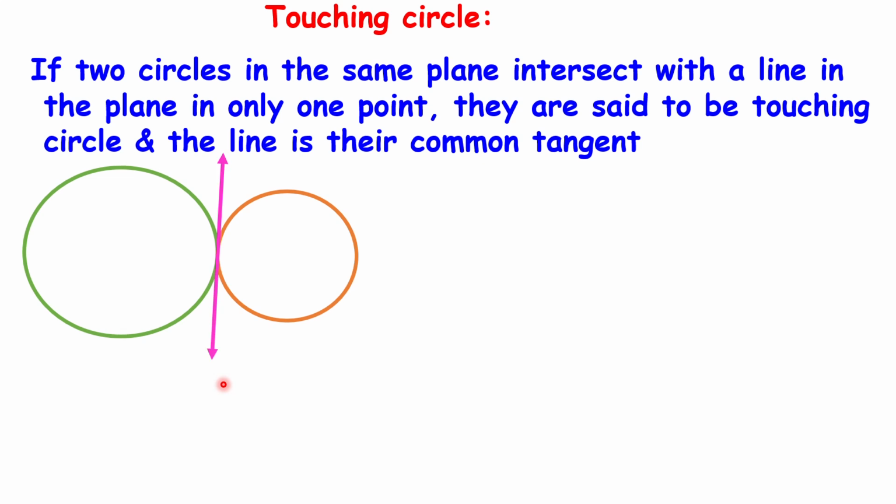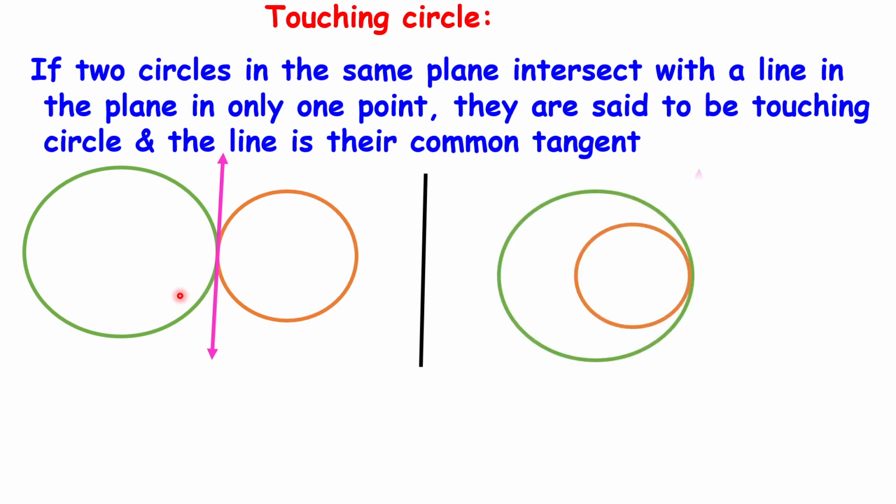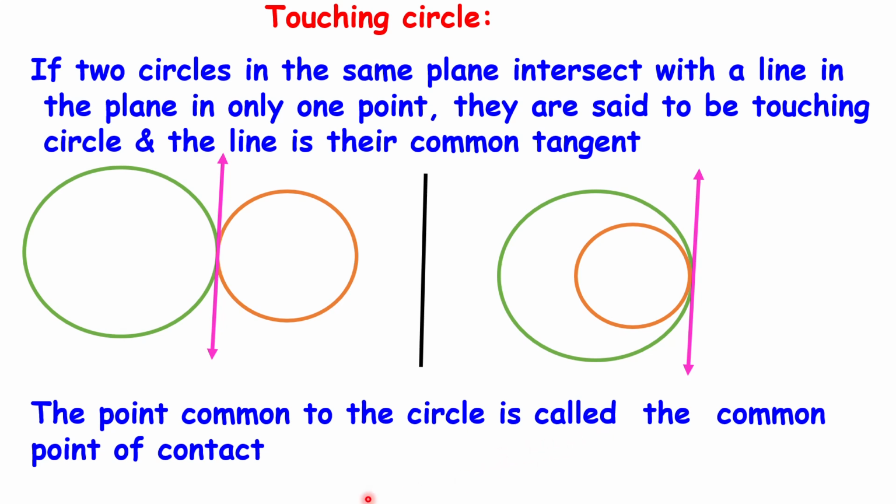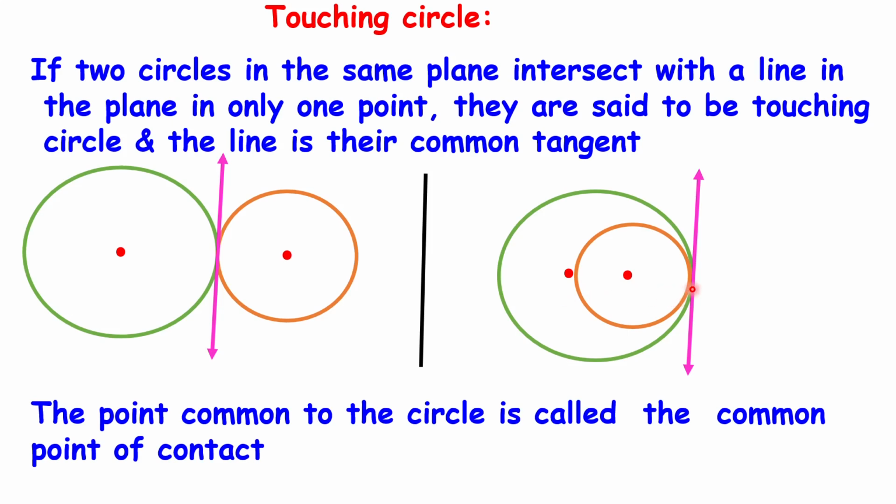These two circles touch the line at one point. Therefore, these two circles are called touching circles. The point common to the circles is called the common point of contact. In the first figure, the centers of the circles lie on opposite sides of the common tangent. In this case, we say that these two circles touch externally. In the second figure, the centers of the circles lie on the same side of the common tangent. Therefore, in this case, we say that these two circles touch internally. The common point of contact and the centers of the circles are collinear.